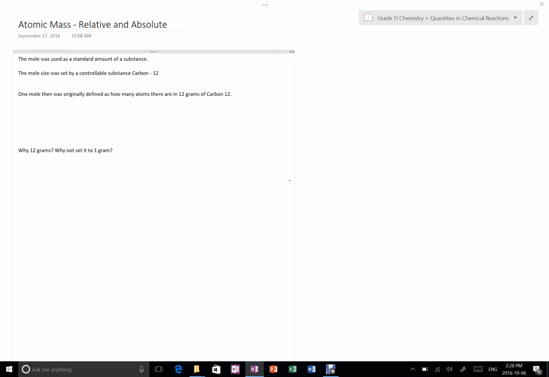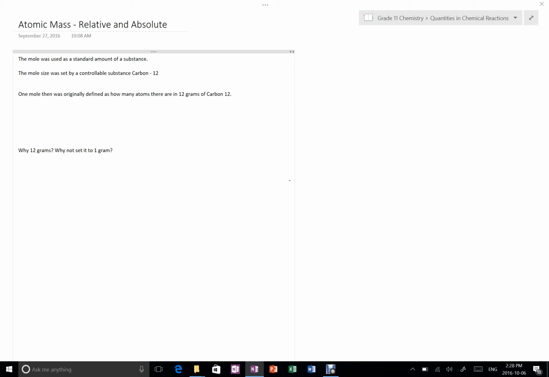So the mole was used as a standard amount of a substance. Again, like I said, back when they came up with all this stuff, they didn't even know how big a proton or a neutron was. In fact, they didn't even know that they existed. And so the mole was a standard amount, but they didn't know how many atoms were in a mole. They just used it to compare things relative to one another. They had a nice controllable substance, carbon-12. So they set all things relative to that. Carbon-12 then was defined that 12 grams of it was how many atoms there were.